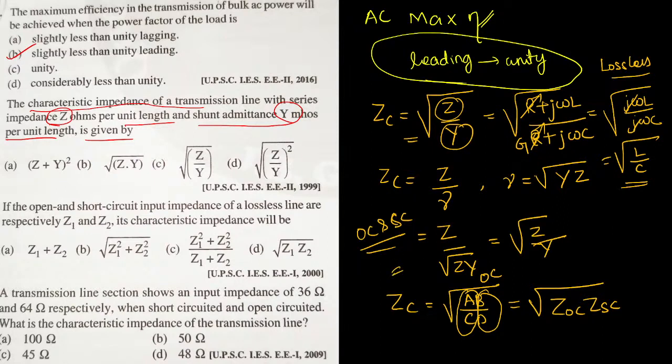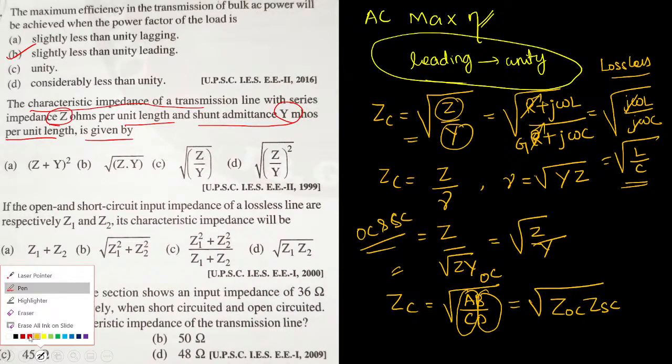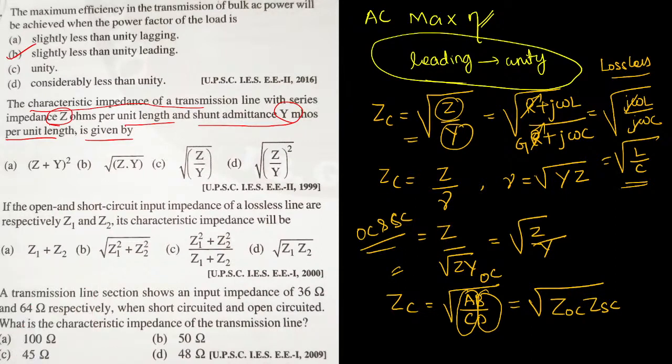Now coming back to the questions, let us solve all the questions at a single time, because we have gone through all the basics now. Now the first question is characteristic impedance. Now we know the answer, that will be square root of Z by Y. Yes, option C is the correct answer.